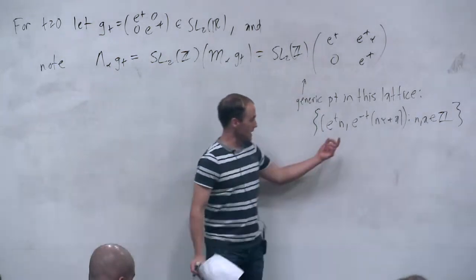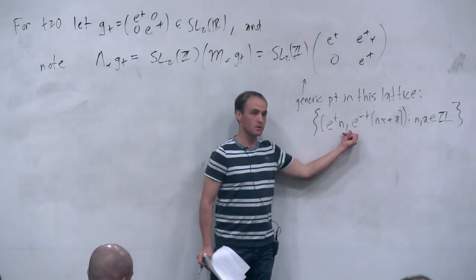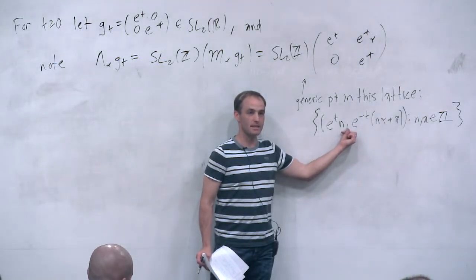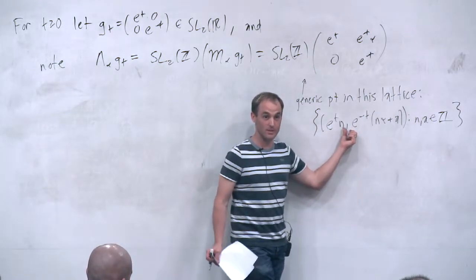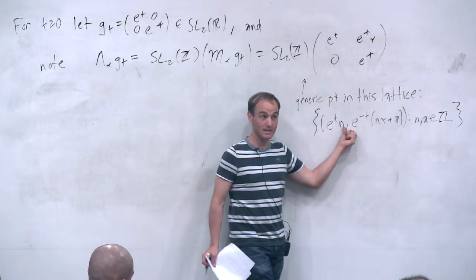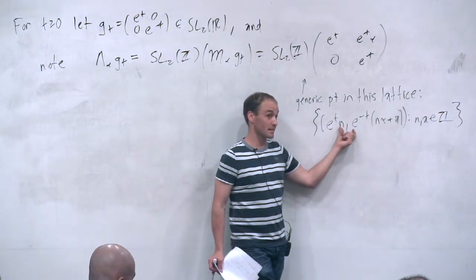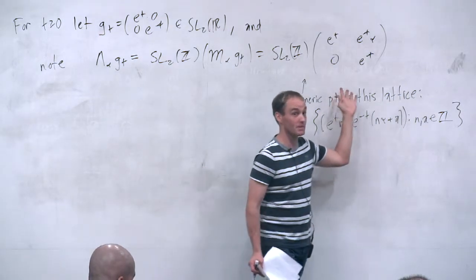If I take a non-zero lattice point in this lattice and I multiply together the two coordinates, the e to the t and the e to the minus t cancel. So if I'm interested in studying the collection of all products of coordinates of non-zero points in my lattice, studying this lattice is going to give me the same results as studying my original lattice. Okay?